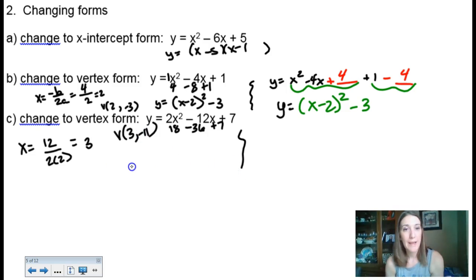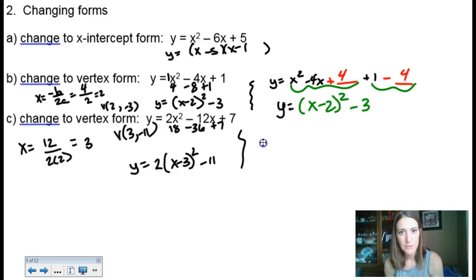So now I have to go back and put it into vertex form. But remember how the a value originally was a 2? That means that your a value in vertex form is also going to be a 2. And then x minus 3 squared minus 11. Let's look at completing the square to get vertex form. Same problem though, so we're going to get the same solution.